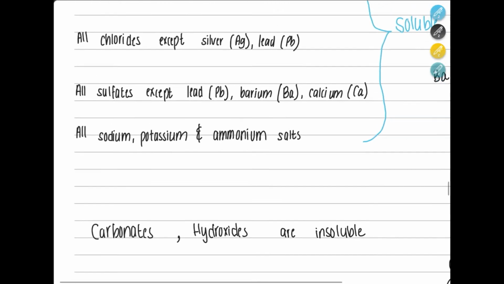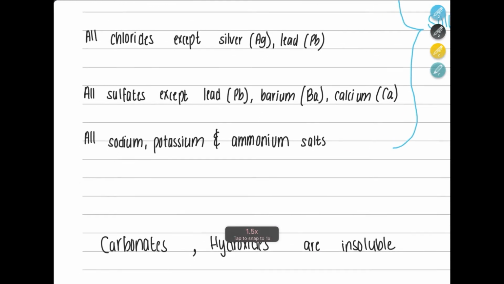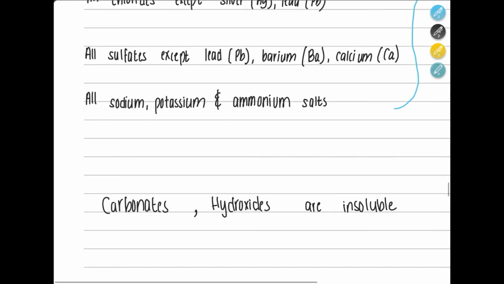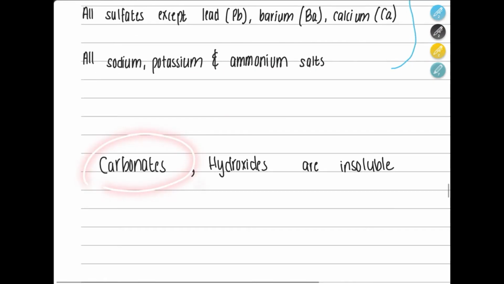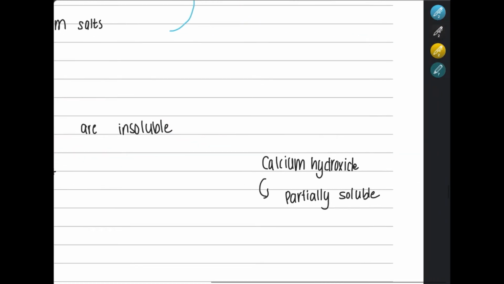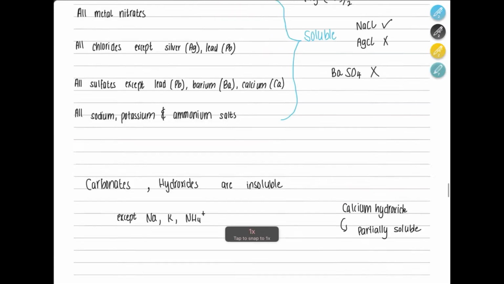Now, we just talked about nitrates, chlorides, sulfates, and these salts. They have their rules, right? But what about carbonates and hydroxides? They are generally considered insoluble, okay, except sodium, potassium, and ammonium salts. Other than that, if you have one of these, they are soluble. Other than that, these salts would be insoluble, except calcium hydroxide, which is partially soluble.